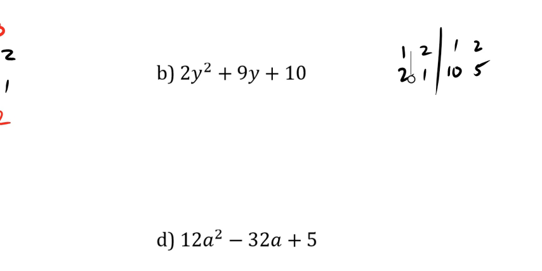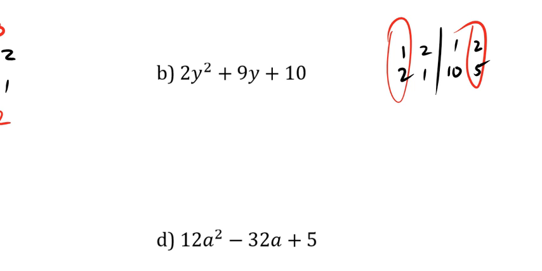Okay, so 1 times 10 is 10. 2 times 1 is 2. 10 plus 2 is 12. Not the right answer. 1 times 5 is 5. 2 times 2 is 4. 5 plus 4 is 9. So there's my answer.